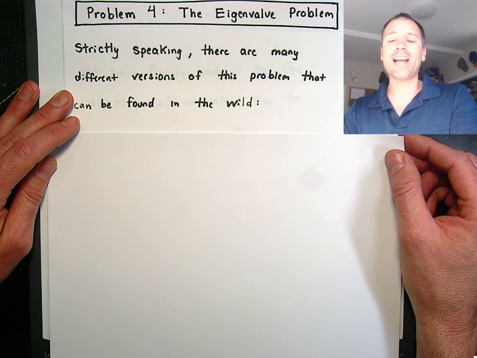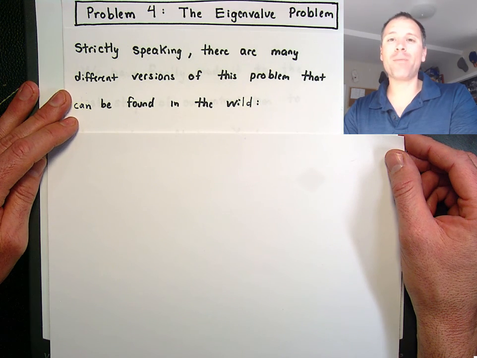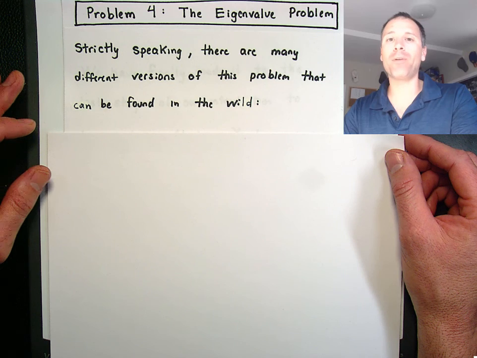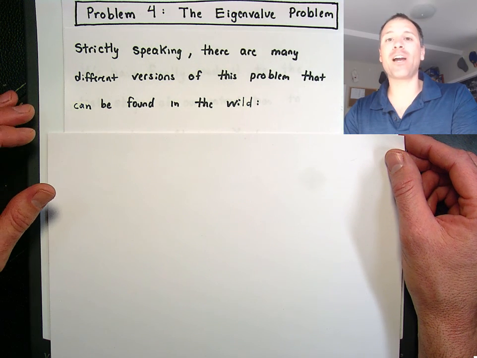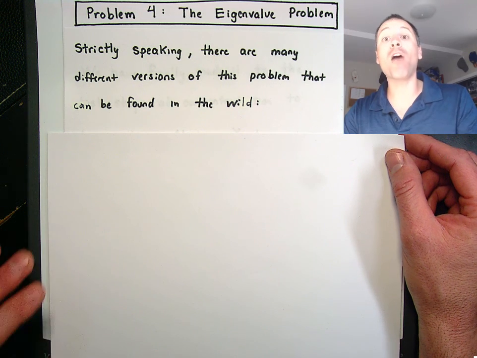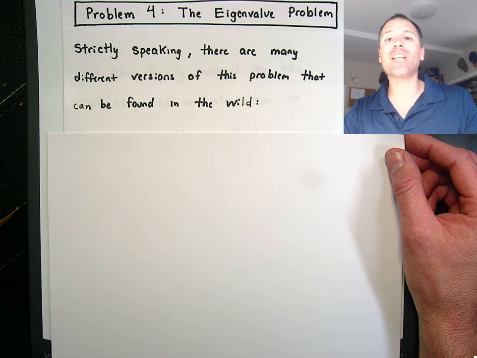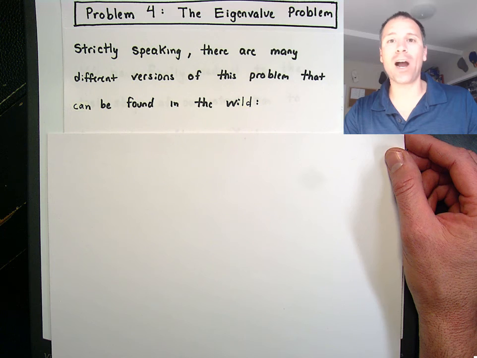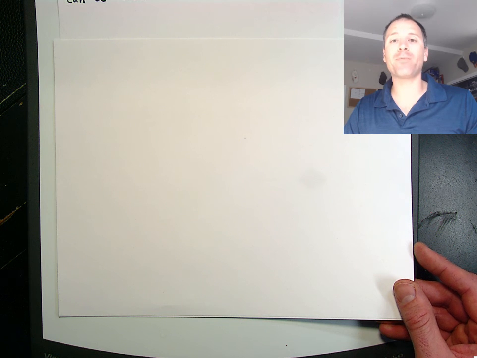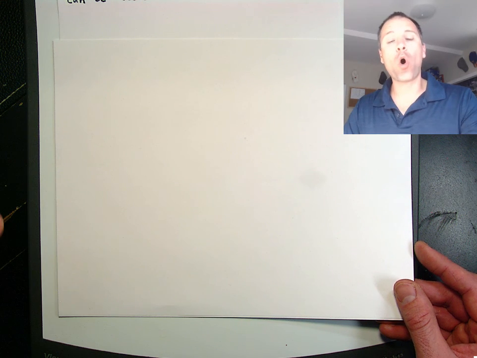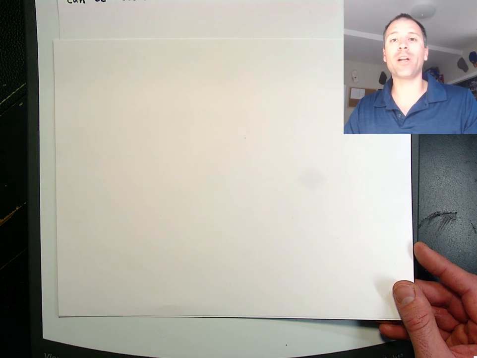Strictly speaking, when I say the eigenvalue problem, it makes it sound like it's a single problem, but that's not the case. The eigenvalue problem actually describes a whole collection of templates for different types of problems that arise in the wild. In linear algebraic theory, we usually categorize eigenvalue problems into three different types of problems. We're going to see all three of those in this short introduction.